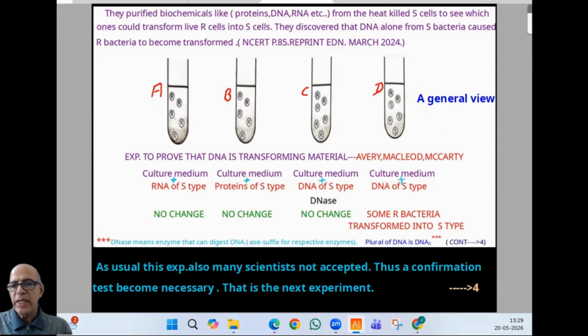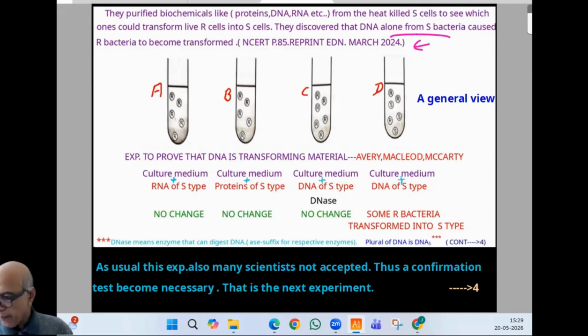And they discovered that DNA alone from S bacteria caused R bacteria to become transformed. And this is given in NCERT. Now the diagram, that is a general view I have given there to get an easy understanding. Experiment to prove that DNA is the transforming material: Avery, MacLeod, and McCarty.